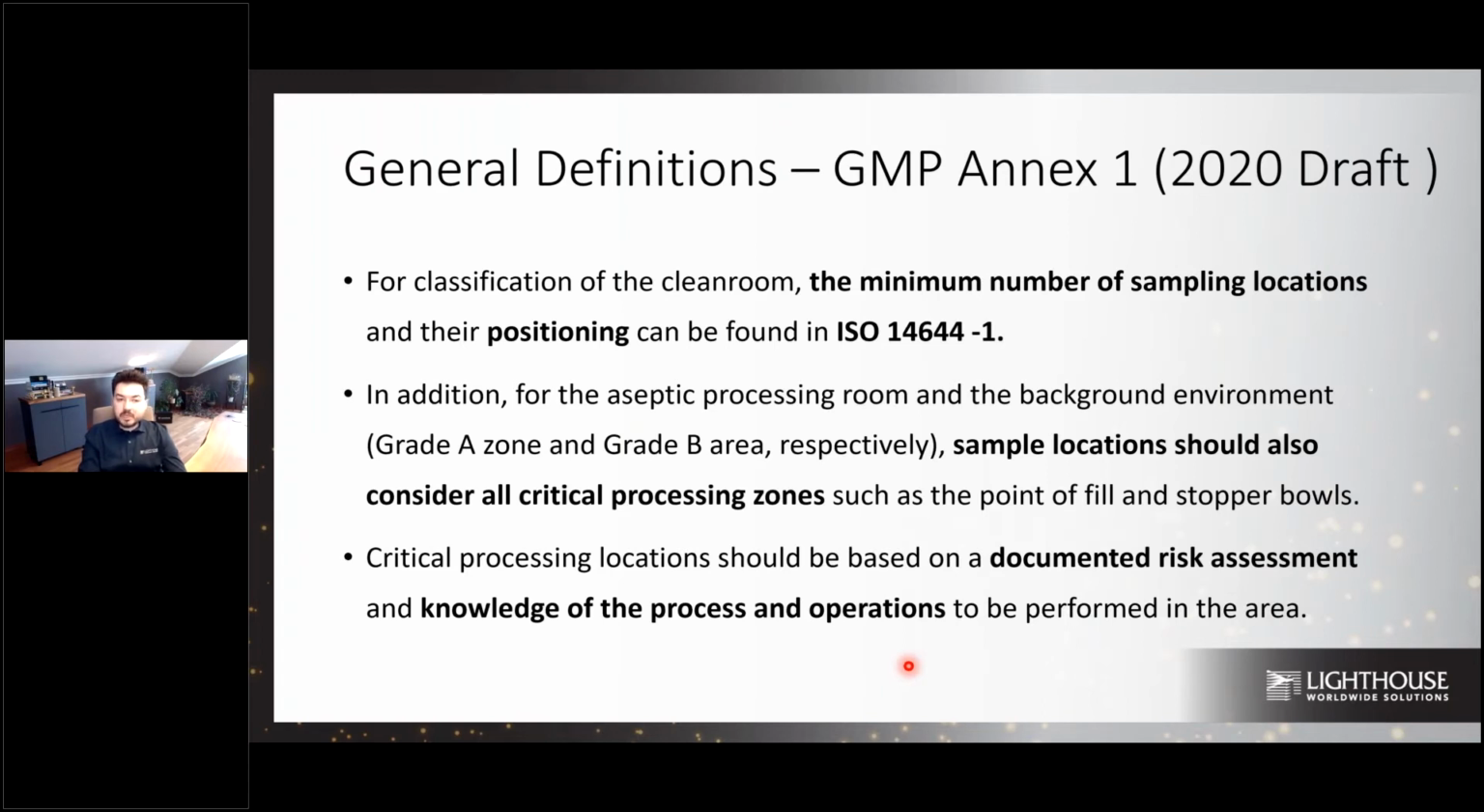Again, number of sample locations and positioning will be through the ISO 14644-1. And the sample locations should also consider all critical processing for the production, including point of fill, stopper bowls, and all other critical points. I have an example for this, which I will share today. So we will be seeing the monitoring expectations are also supporting our classification in terms of risk assessment.